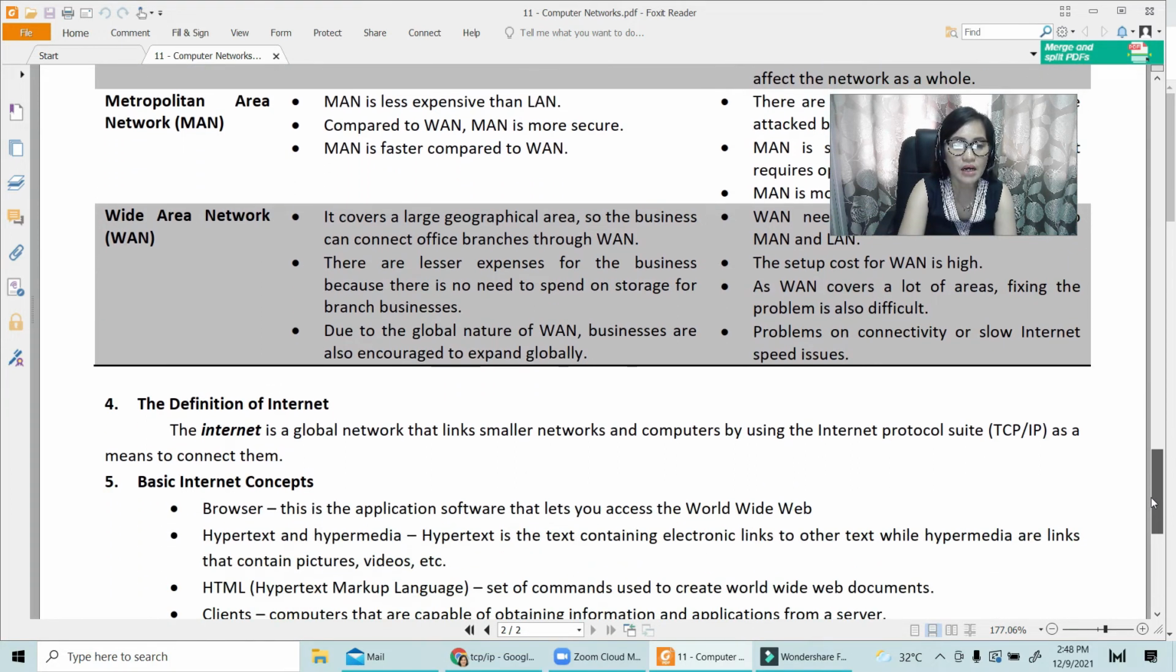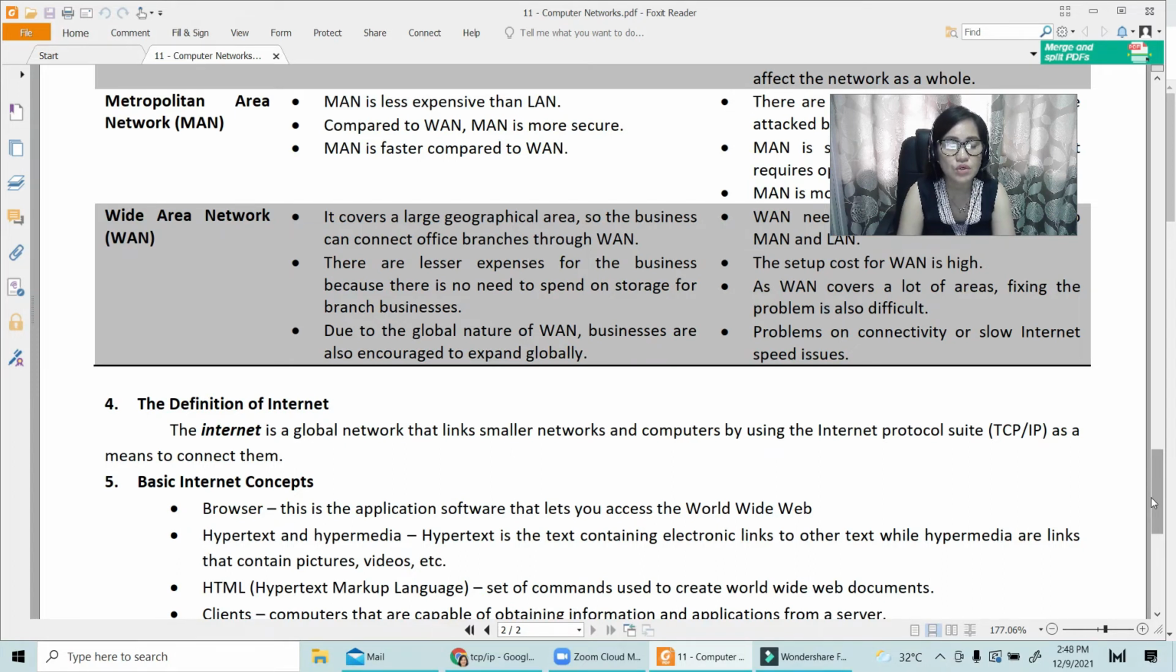Now, number four is to define what is the internet. The internet is a global network that links smaller networks and computers by using the internet protocol suite as a means to connect them. So when you say TCP/IP, it's actually the transmission control protocol, and then the IP is the internet protocol.